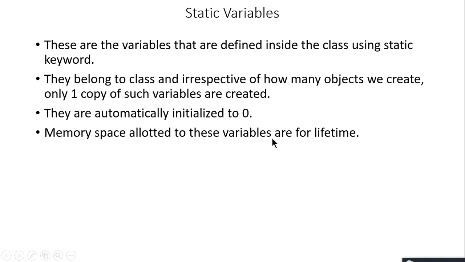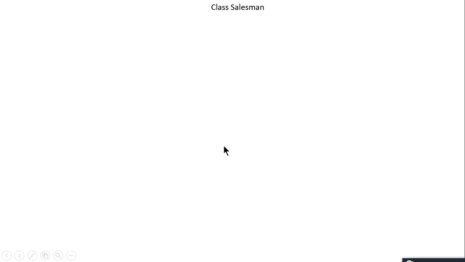Memory space allotted to these variables is for the lifetime of the program. So as long as your program is running, your data is visible and safe inside the static variables. Since they belong to the class, they are also called class variables. Now let's understand it with an example. Let's say I create a class Salesman, and inside it I have two variables: int a and static int count.